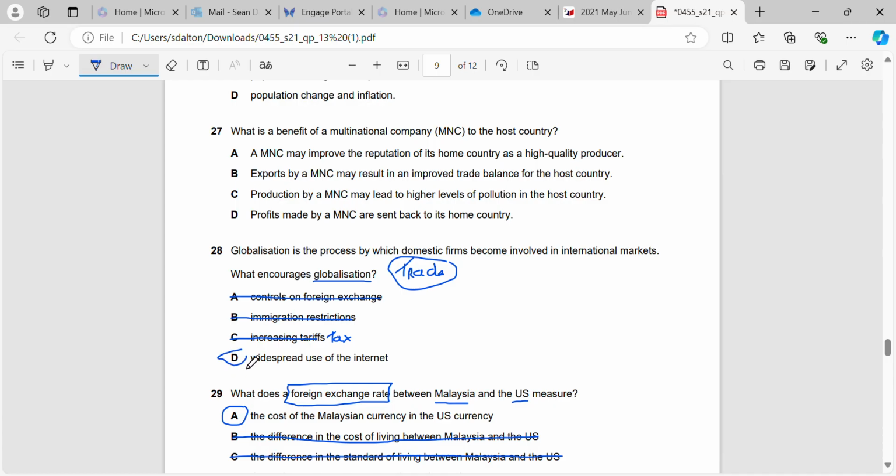But widespread use of the internet will encourage trade. It will allow us to compare prices between products and to order products from other countries, etc.